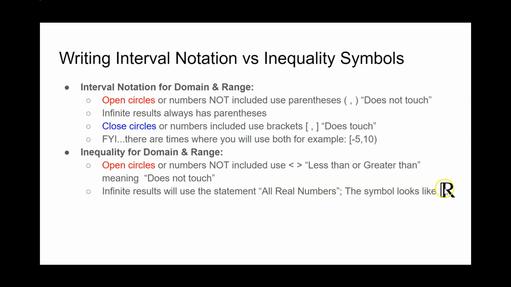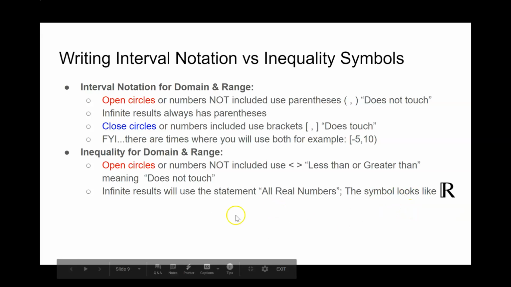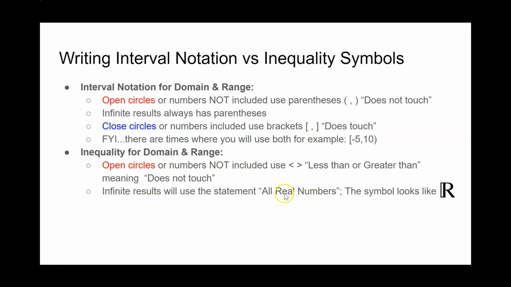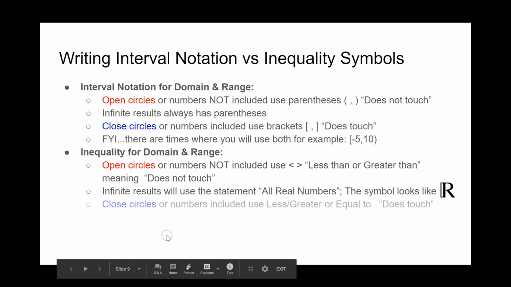And this is what the symbol looks like. It looks like two lines with an R, darker, for all real numbers. So anytime you have negative infinity to positive infinity for your answer for either domain or range, another way you can write your answer is just saying all real numbers.